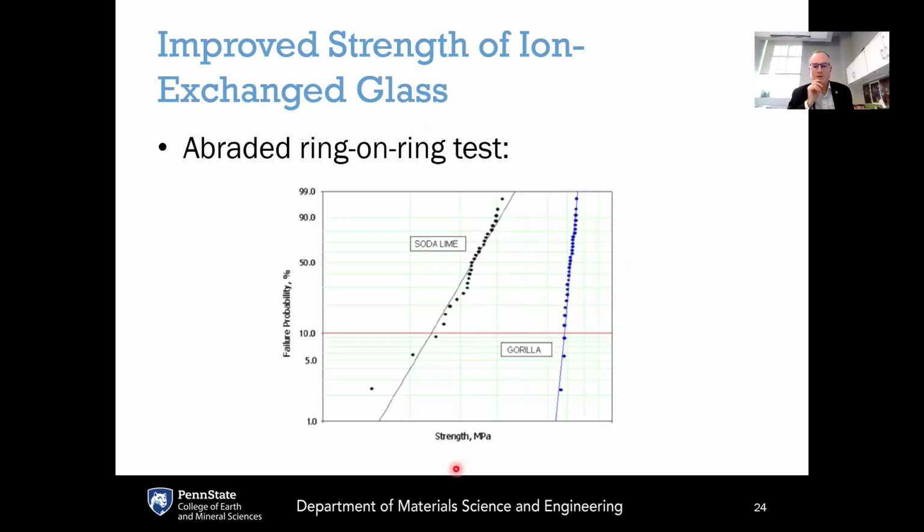Either way, the net result is a dramatic improvement of the strength. This shows actually a chemically strengthened soda-lime glass versus a chemically strengthened Gorilla Glass. Soda-lime can be ion exchanged, but it's not particularly good for ion exchange because it is not designed to be good for ion exchange. Gorilla Glass is an aluminosilicate glass.